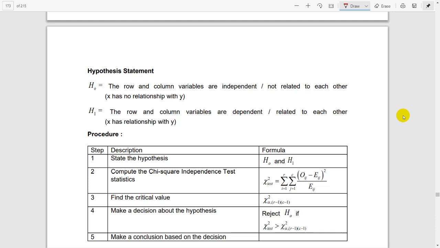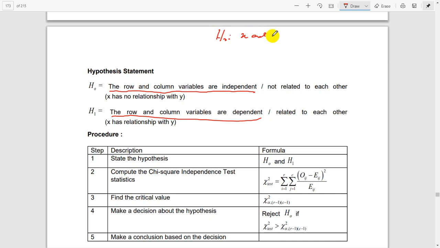Okay, so first of all, when we do a test, whatever it is, there must be hypothesis statements. It's a little different from chapter 5 and chapter 6; for chapter 7 you just follow its hypothesis statement. So first H0: the row and column are independent, not related. For the alternative, dependent: X has a relation with Y. X has no relation with Y.